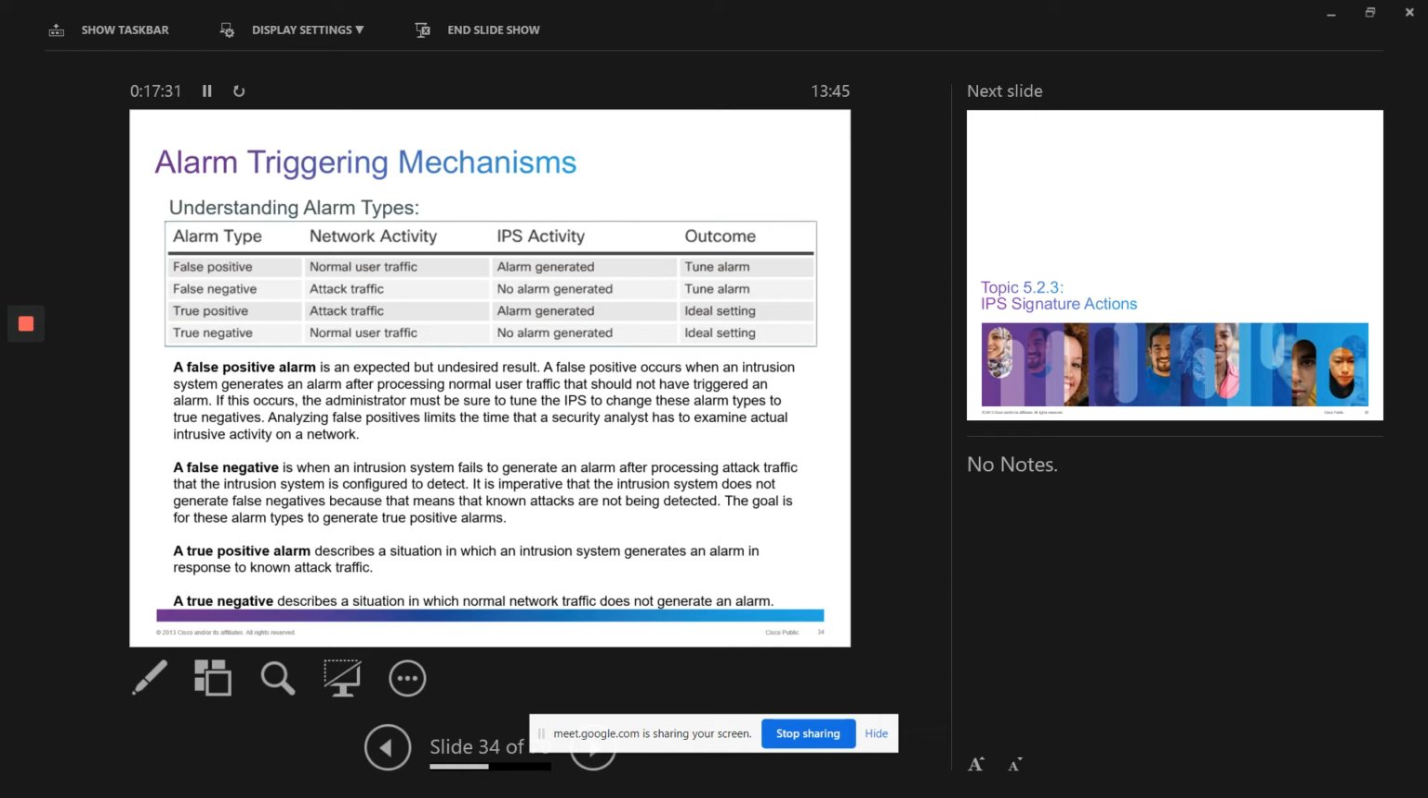Then you have the false negative alarm, in which your IPS system fails to generate an alarm after processing attack traffic that the intrusion system is configured to detect. Now the false positive alarm. This is an expected but undesired result. A false positive alarm occurs when an intrusion system generates an alarm after processing normal user traffic that should not have triggered an alarm. So you have four different types of alarming mechanism.